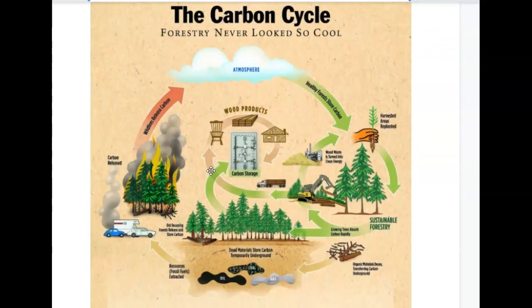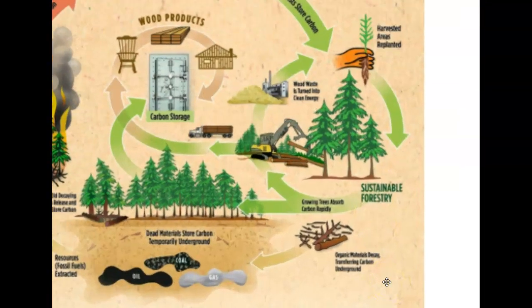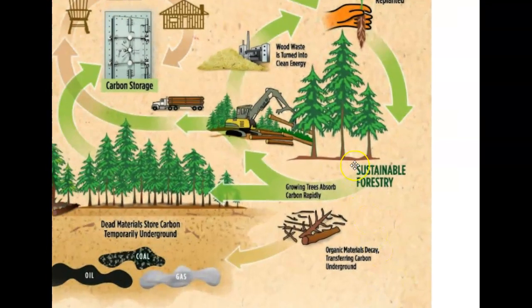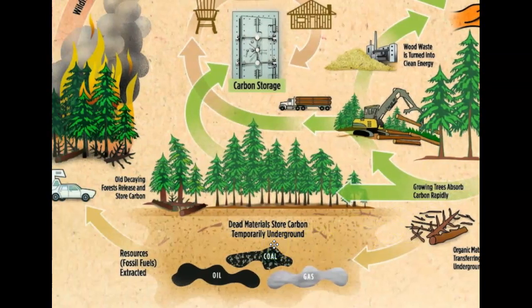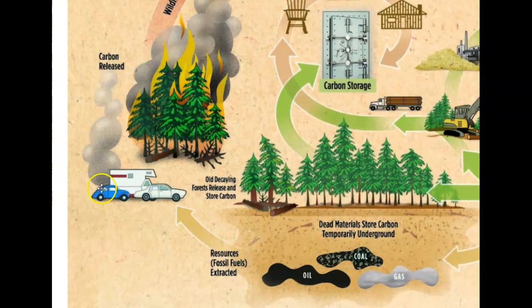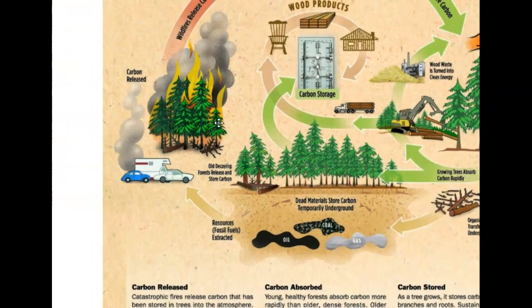Okay, and here's another carbon cycle image, right? We can see that healthy forests store carbon, right? They absorb carbon dioxide. What does this one say? Organic materials decay, transferring carbon underground. So carbon ends up underground. Eventually, we might take those fossil fuels and burn them and send them back up into the atmosphere.